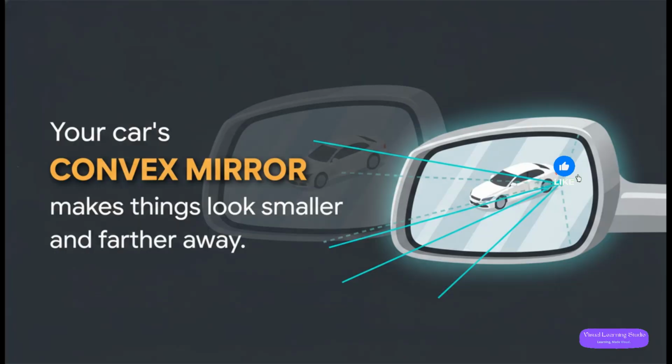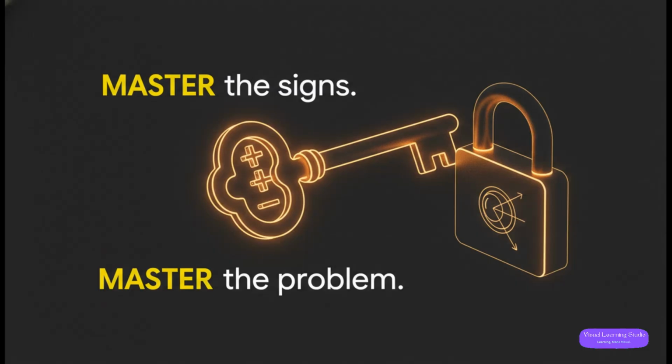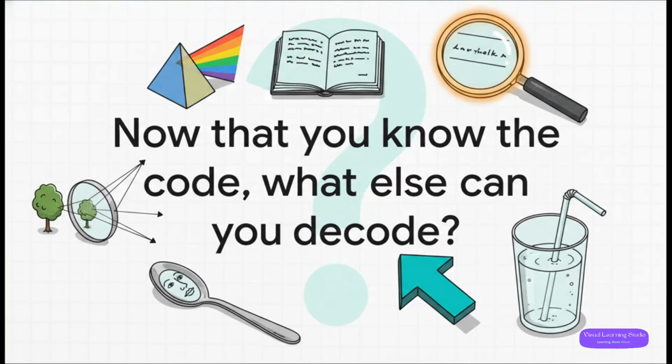So back to that car mirror, it's a convex mirror, so it always makes a smaller virtual image. And your brain gets fooled. It sees smaller and thinks farther away. That's why the warning's there. The takeaway here is simple. If you can master the signs, you've completely mastered the topic. So now that you know the code, what else can you decode about the world you see every day?